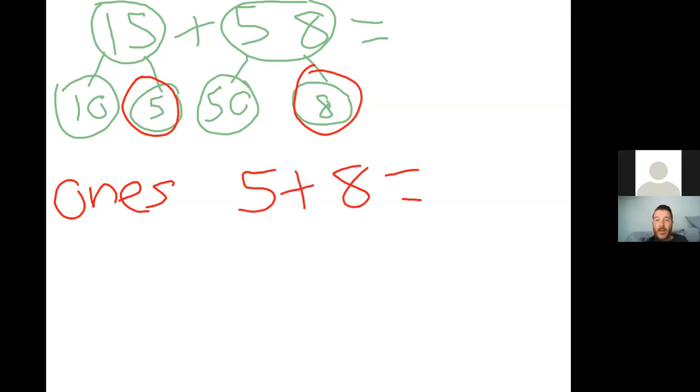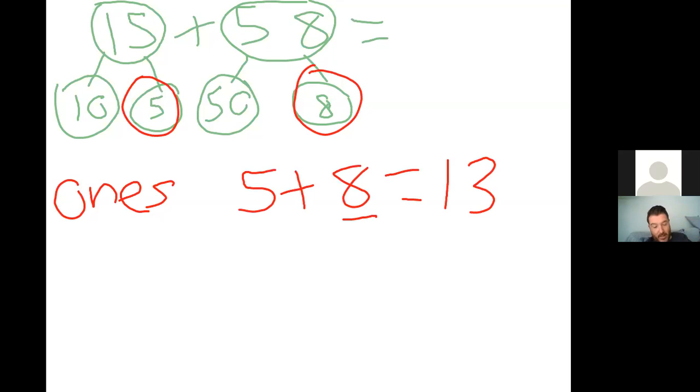Now 5 add 8 is quite hard to do in that order. So I'm going to start with the 8, put 8 in my head, and count on 5 more. 8, 9, 10, 11, 12, 13. So 13 again. Or you might do it, 8 in your head, 2 to get to 10, and that leaves you with 3 left over, which takes you to 13.